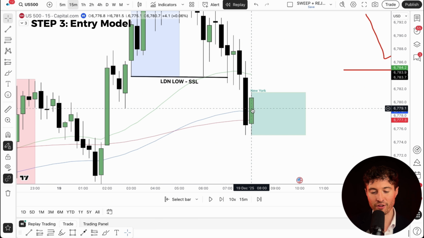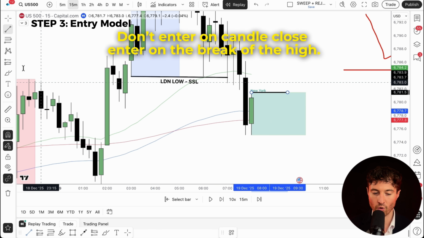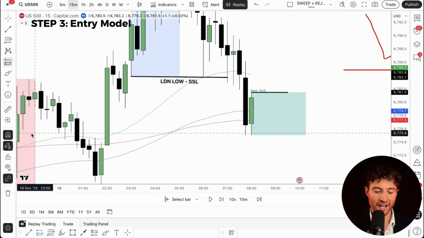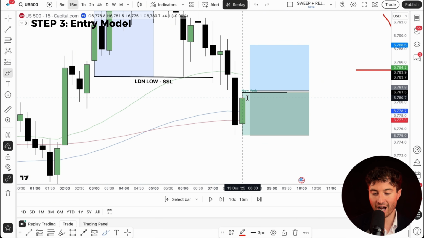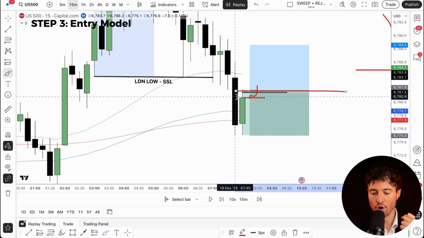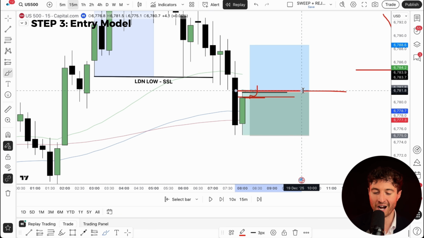But you don't enter on the closure. This is really important, right? You enter on the break of this high, right? So you're entering either via a buy stop in the market as momentum is pushing into the market, or you're entering via a market execution. You're manually entering on the break of this high as the next candle opens and momentum pushes and it tags you in. So remember, not on the closure, on the break of the high. This will increase your win rate, and this will make you more profitable over the long term.